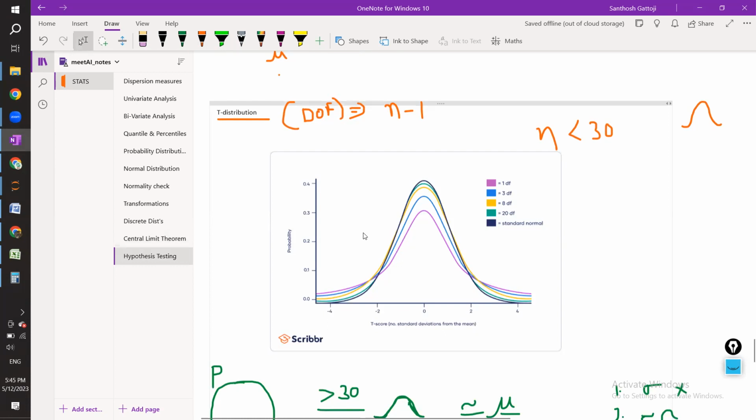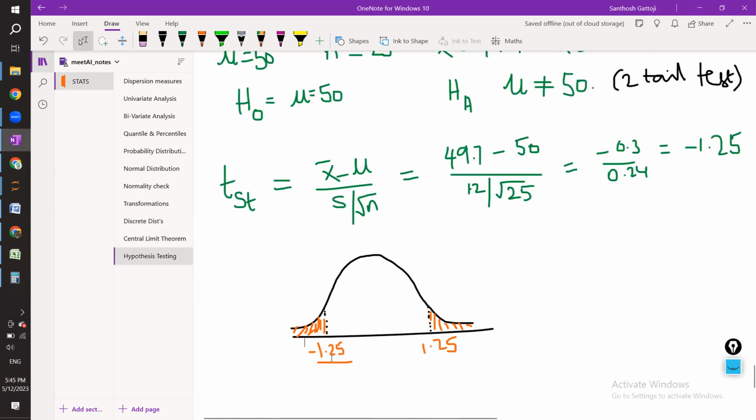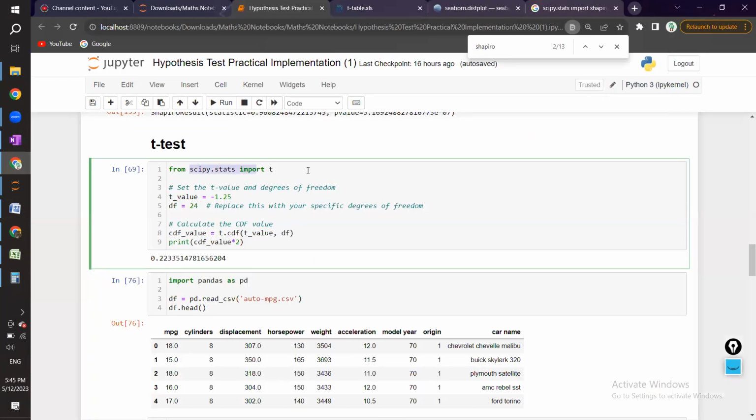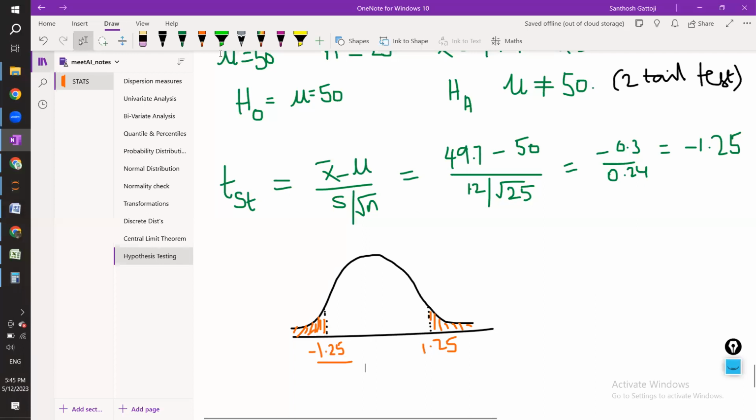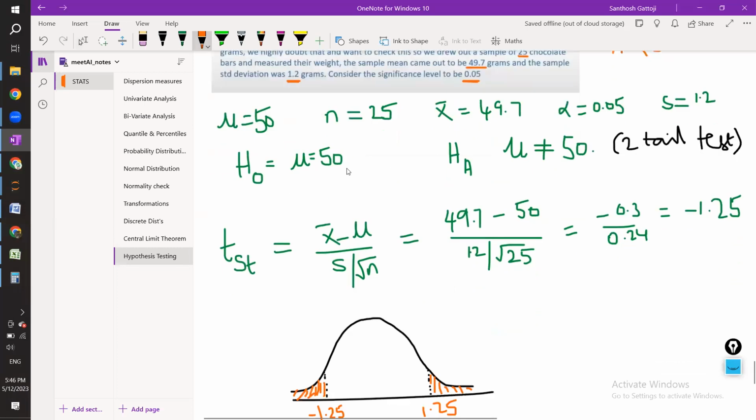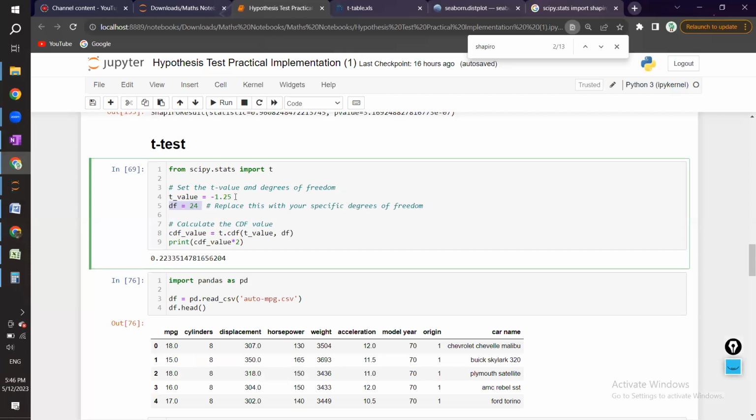So over here also, what we want is the area covered by 1.25. For that you can directly use from scipy.stats import t, and t.cdf. There you need to pass two values: the t statistic and the degrees of freedom. What is our t statistic? Minus 1.25. Agree? And the number of samples is 25. So this is minus 1.25, and number of samples minus 1 gives the degrees of freedom, 24.